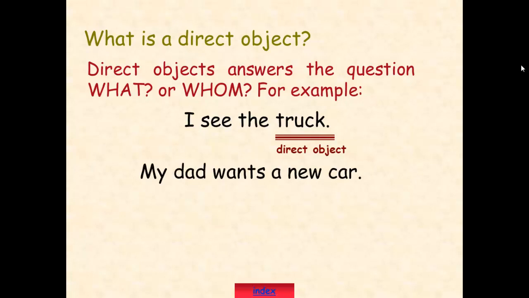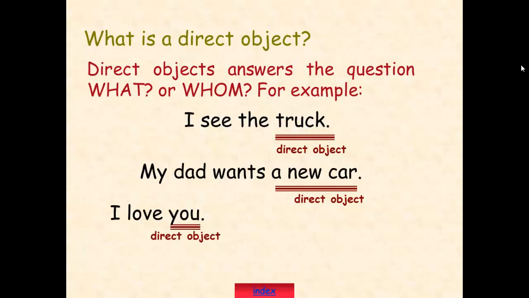If I say my dad wants a new car, my dad is the subject, wants is the verb, and a new car will be your direct object. It answers the question, what does my dad want? He wants a new car. Then if I say the sentence, I love you, your direct object is you. I is my subject, love is my verb, and you are, in this case, our direct object.